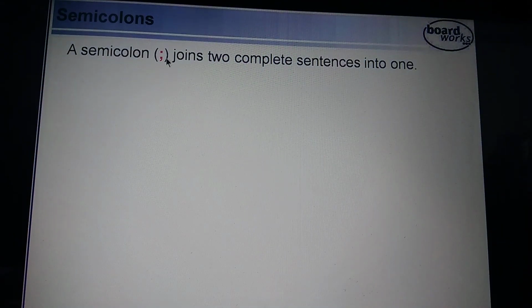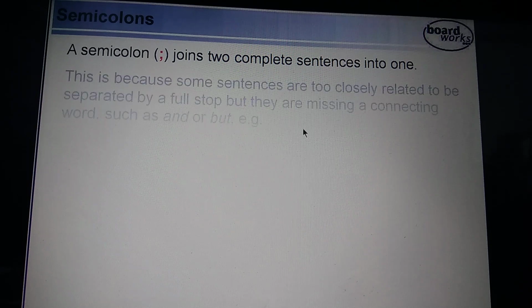A semicolon looks like this. At the upper place there is a dot, and at the lower place, below the dot, there is a comma. So it is named a semicolon. It joins two complete sentences into one.